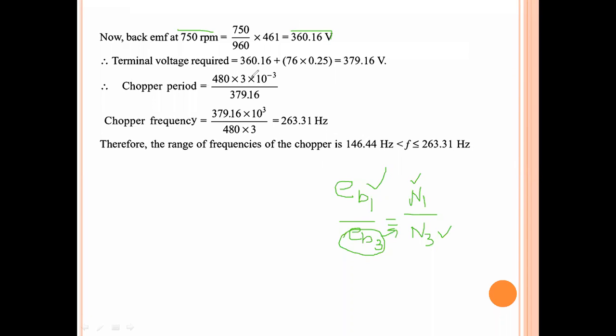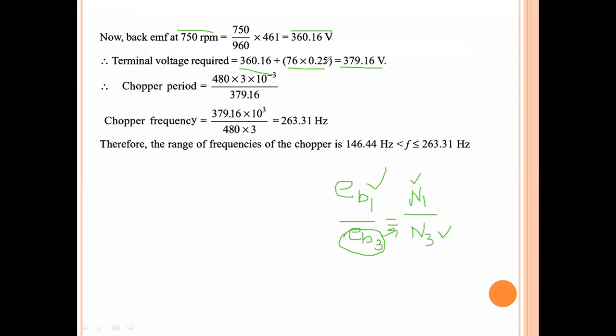Now we got EB3. Now we can get the terminal voltage, or the average voltage of the armature of the motor, that is EB plus IA into RA. We know IA, we know RA, and we just calculated EB3. So you'll get the terminal voltage at 750 RPM. Right, so at 750 RPM, we have calculated the terminal voltage.